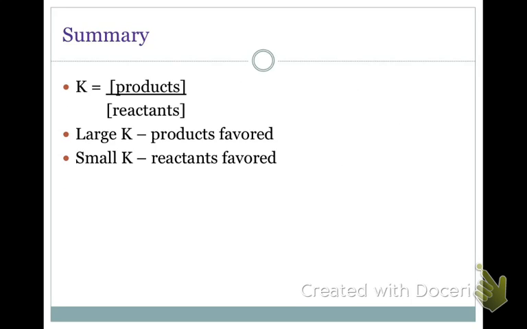So to summarize, K is equal to the products over the reactants, and they're all raised to whatever power the coefficient is. If you have a large K, the products are favored. If you have a small K, the reactants are favored. And that's large and small in relation to the number 1.